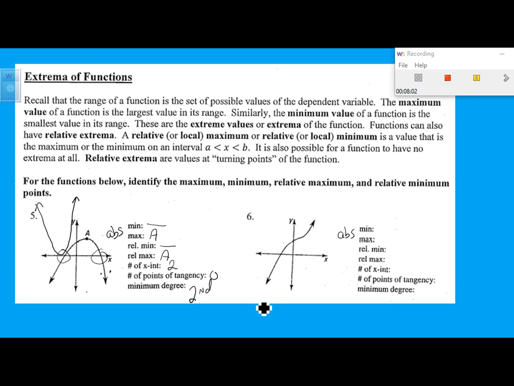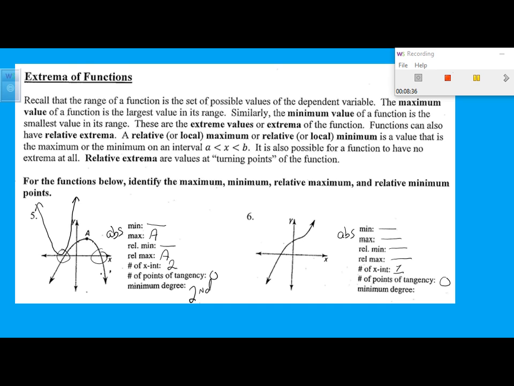Notice that it goes down forever and up forever, so there's no absolute maximums or minimums. Notice that there's no point on here where it quits going up and starts going down or vice versa. So this graph has no relative maximums or minimums. Number of x-intercepts, it crosses the x-axis just once. Points of tangency, none, because it doesn't touch the x-axis and go back the same direction.